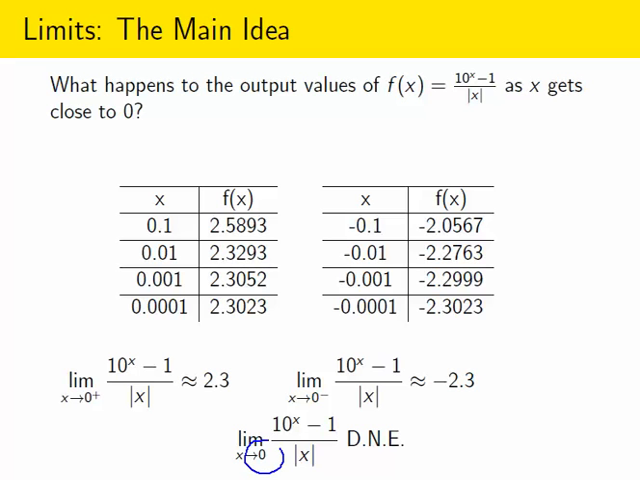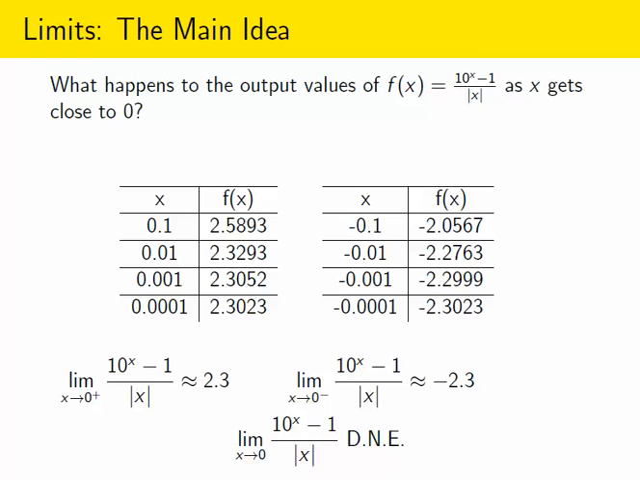Notice the difference here. This time there's no superscript saying that we're approaching from the left or from the right. This notation would mean that we're approaching from both sides, and we're only saying that there is a limit if the limit on both sides is the same. Because that's not the case, the limit of this function does not exist at 0.